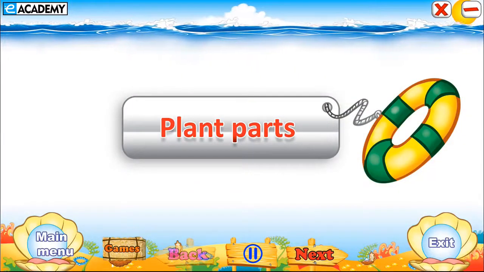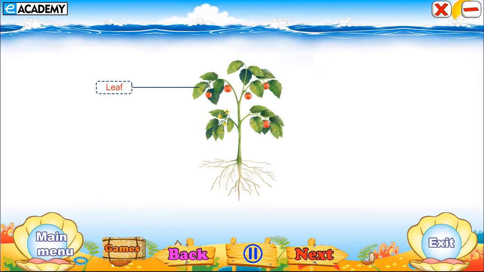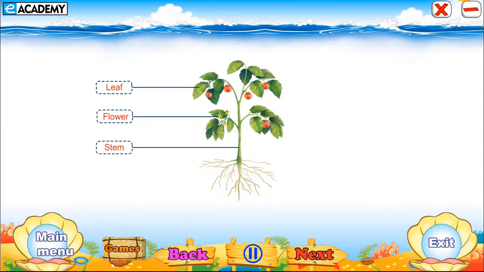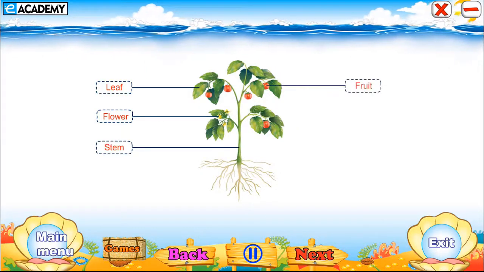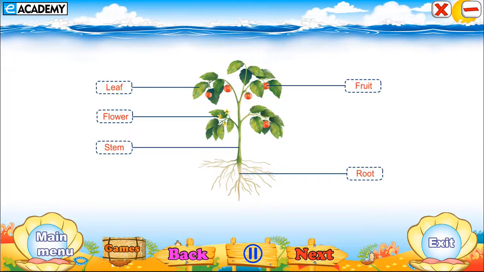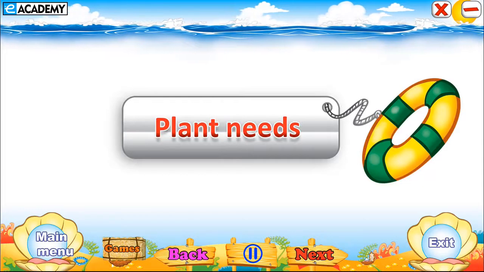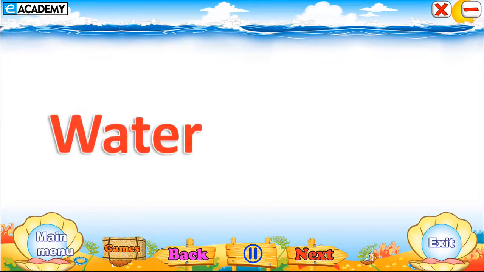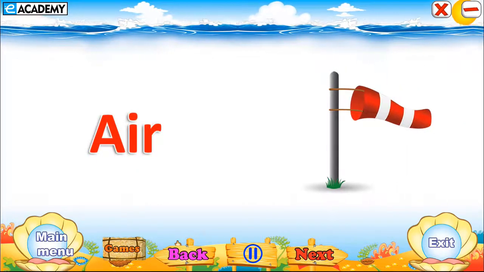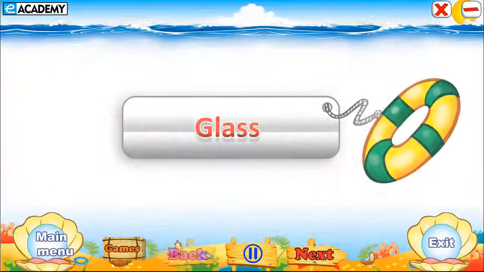Plant parts. Leaf, flower, stem, fruit, root. Plant needs water, air, sunlight.